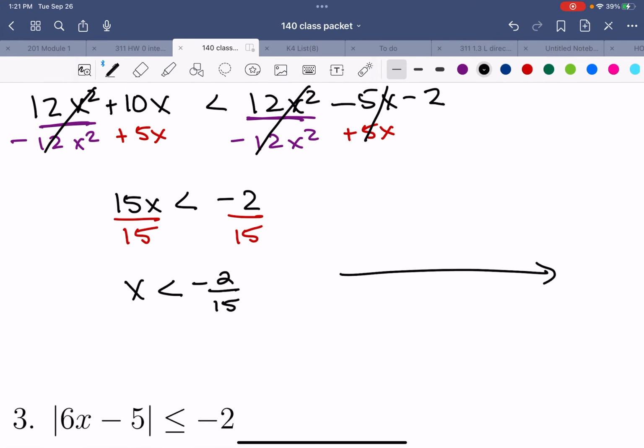Let's quickly sketch our answer on a graph. So I'm going to put negative 2/15 in the middle of my line. And I'm going to use an open circle because there's no or equal to here. And then I want to be less than that, and less than is to the left. Again, this arrow points to the left, so that's consistent with what's going on my number line.